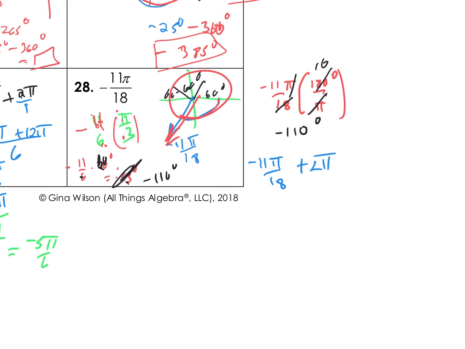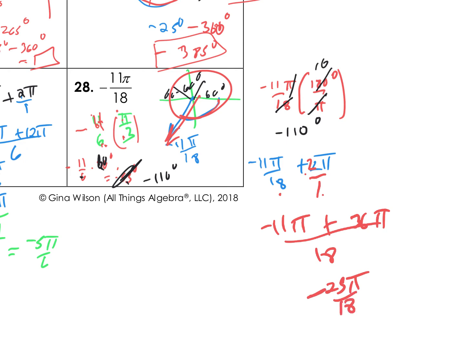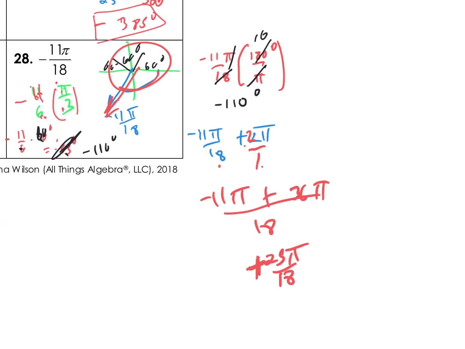Let's do the magic math. There's a magic 1 under here. That's a 2 pi. 1 times negative 11 is negative 11 pi, plus 18 times 2 is 36 pi, all over the 18. 36 minus 11 is 25 pi over 18. Oh, that's positive. I was trying to get the negative one, since I was sitting at negative 11 pi over 18.